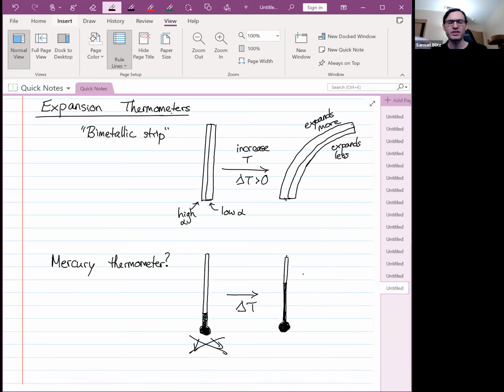So the point is that the narrowness of the tube is what lets you read off small changes in temperature as an observable change in height. And that's why, by the way, the mercury always looks so thin in the thermometer. It's not just like a really thick tube. So that's an old way of measuring temperature.